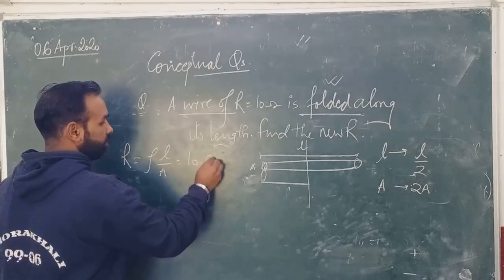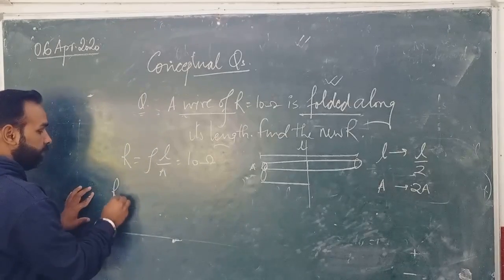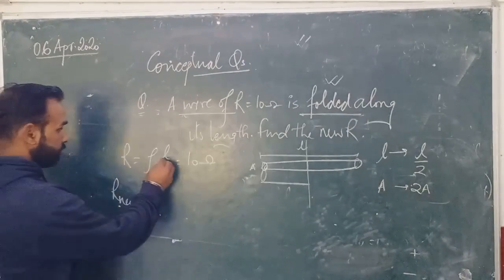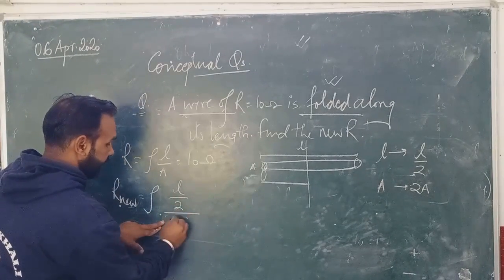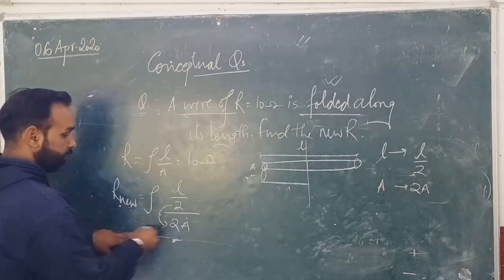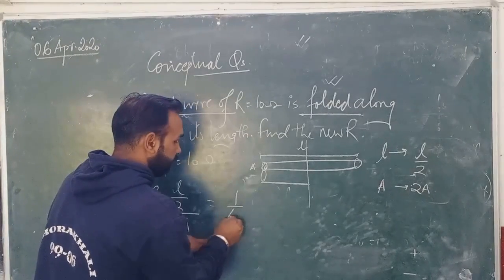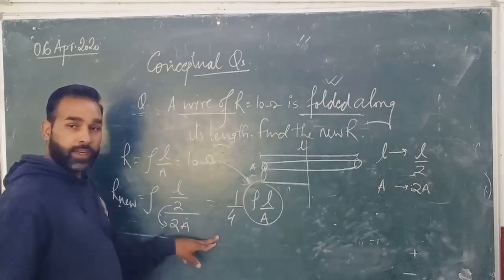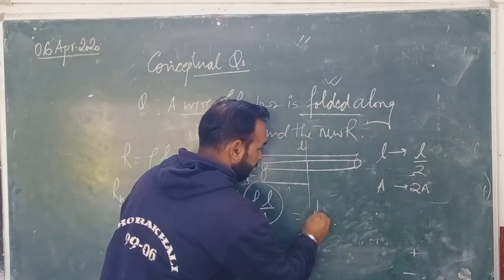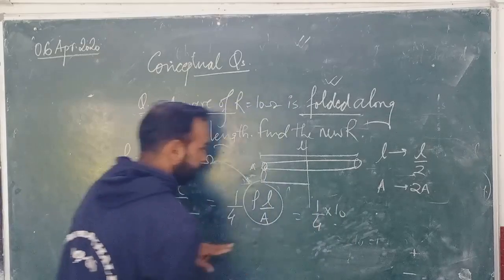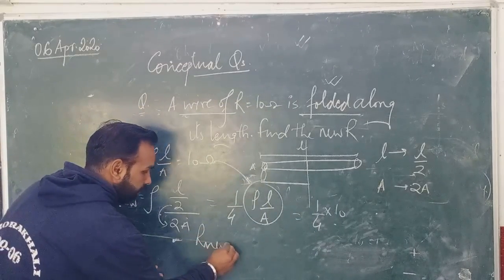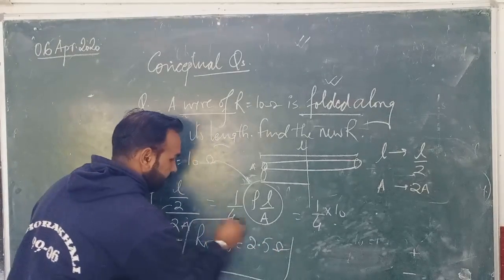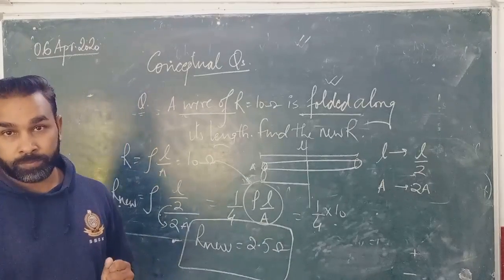So it was 10 ohm, the value is given. So what will be R new? Rho will remain the same because the wire is the same. So L now becomes L by 2 and A has become 2A. Now this 2 will come down over here. So it will become 1 by 4 rho L upon A. This value is 10 ohm, so this will be 1 by 4 into 10. So R new will be equals to 2.5 ohm rather than 5 ohm.